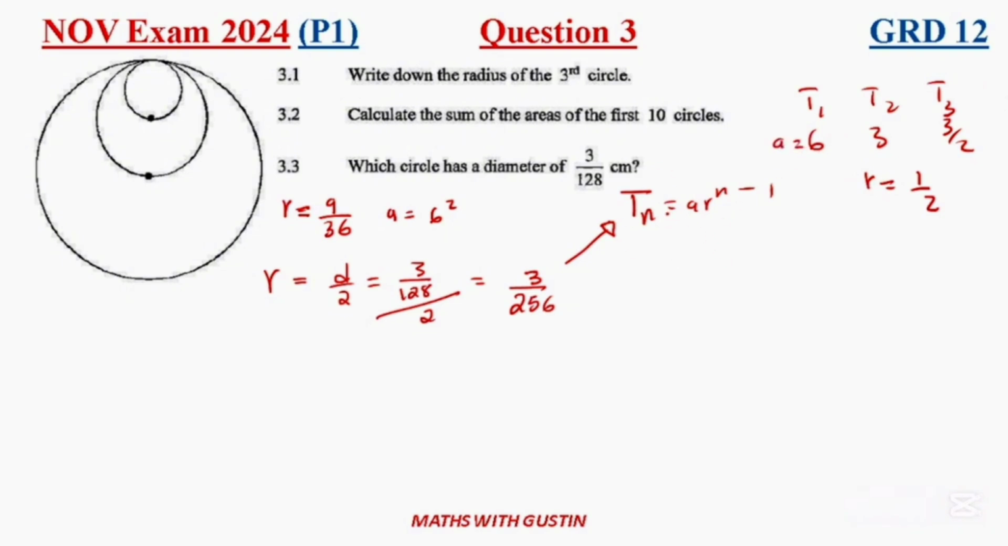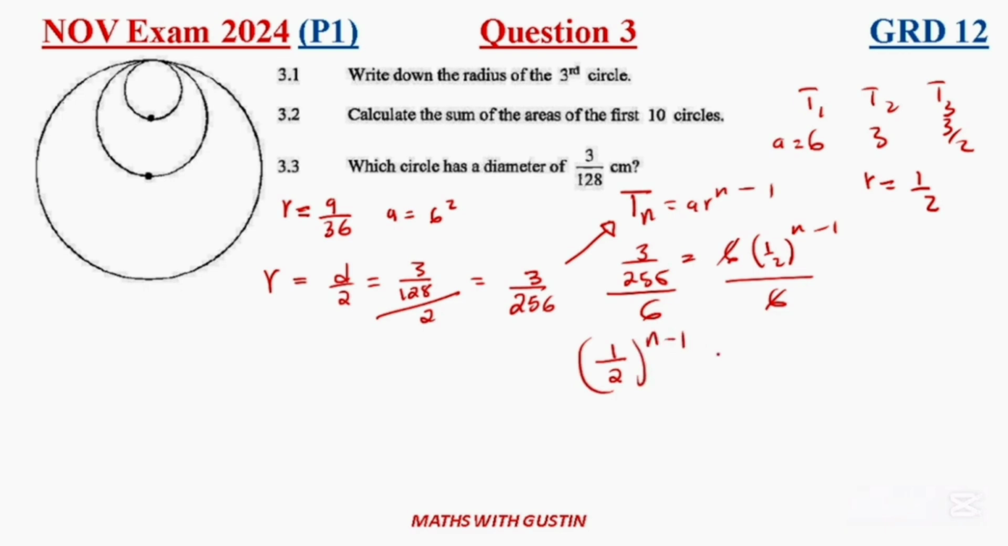All right, so therefore now they're saying 3 over 256 is equal to the first term, which is 6, times the ratio, which is a half, to the power of n minus 1. Therefore you divide everything by 6. Apologies about that guys, I could see that something doesn't add up. So when you divide, you are going to be left with a half to the power of n minus 1 equal to 1 over 512.